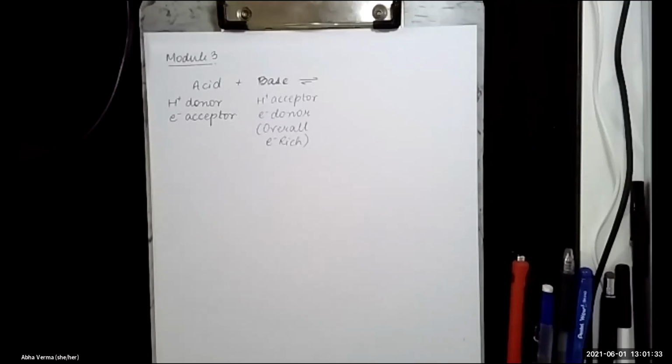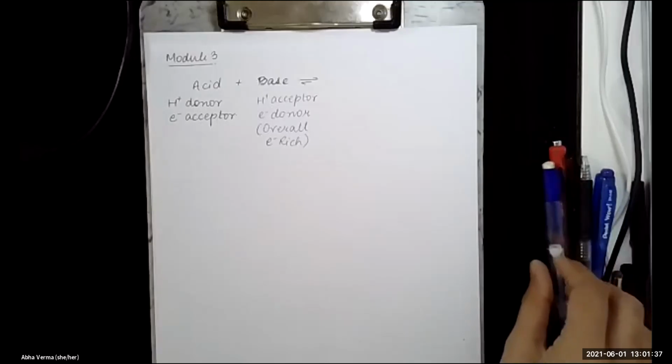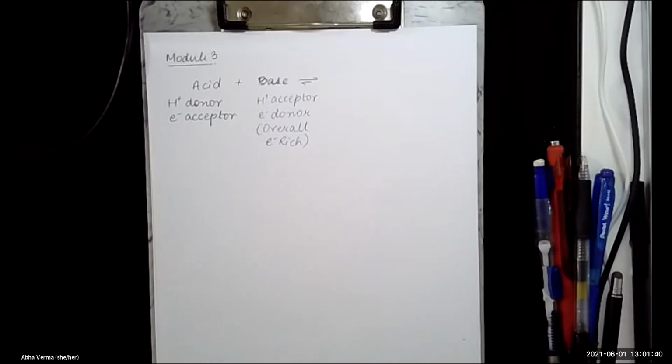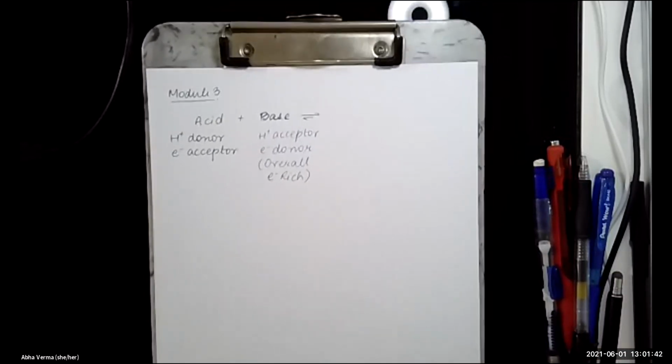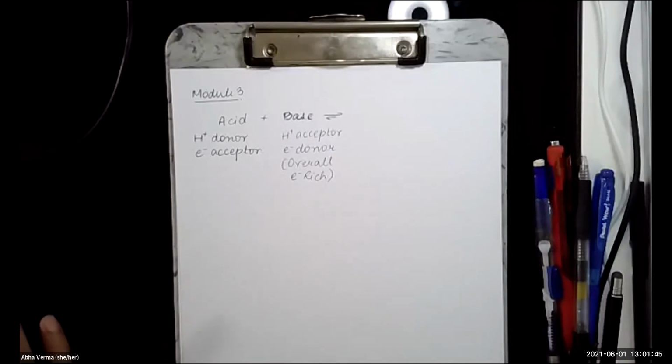I just want to remind you that we did resonance structures already in our previous class, where we learned that resonance structures are just movement of electrons within the structure. Yeah? But today we will be learning about acid base.